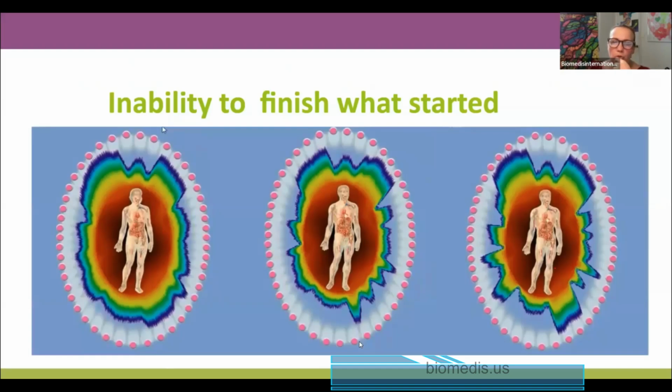This aura looks like the people who want to do a lot of things, want to start something, but are unable to finish what they started. You see that the aura is all red outside. They're very active, but have no energy.